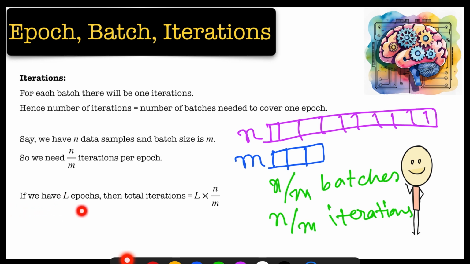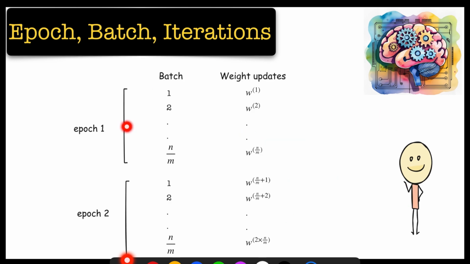So if we have L epochs, we are going over the data set L times, so the total number of iterations is L times n by m. Now, this is what the weight updates look like. Let's say this is epoch 1, this is epoch 2. We can have as many epochs as we want based on our data set and training. In epoch 1, we have batches 1, 2 till n by m. And these are the weight updates. After the first iteration, the weight update gives W1. After the second iteration, we get W2. And after n by m iterations, we get W n by m.